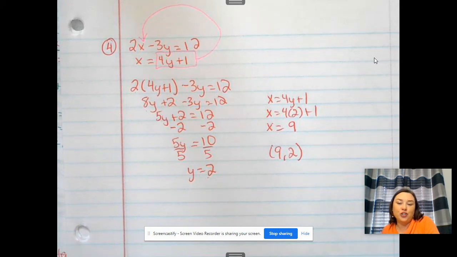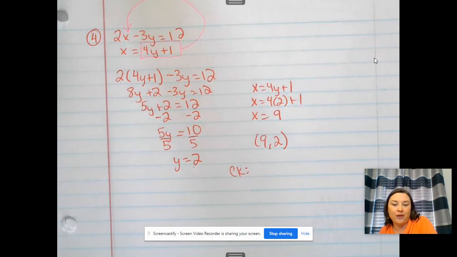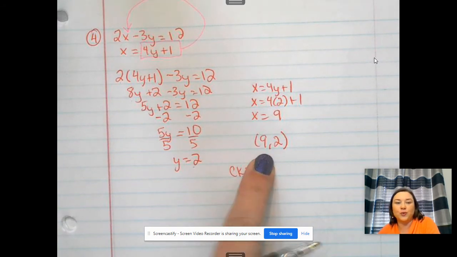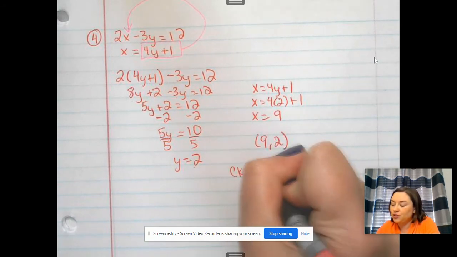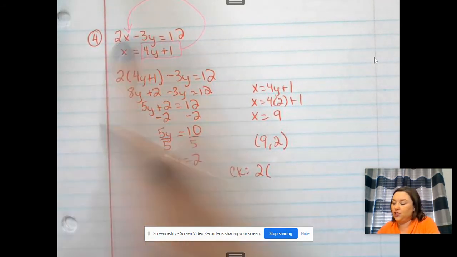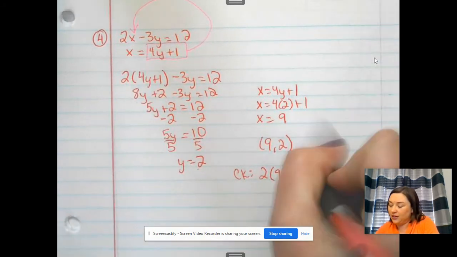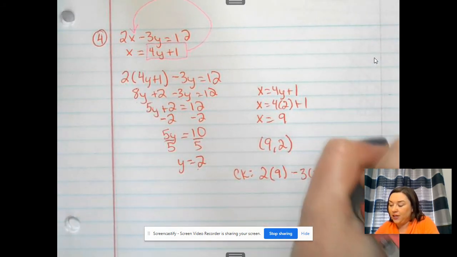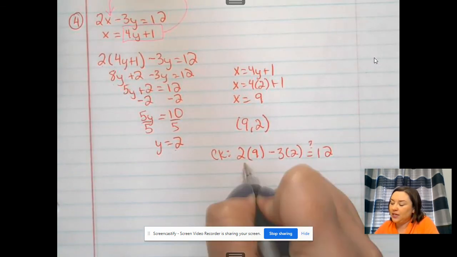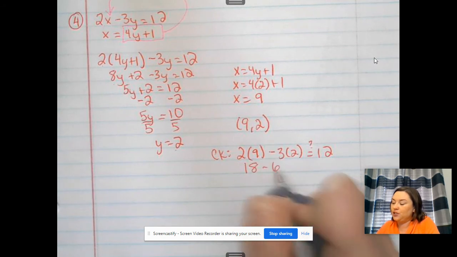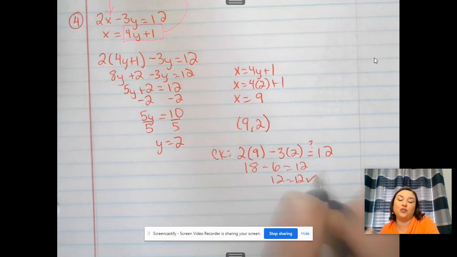Now, I'm going to show you how to check this. You are not required to check all of these, but I want you to know how that works. If this is the correct answer, when I plug it into both equations, it should give me a true statement. So 2x, which in this case is 9, minus 3y, which in our case is 2, had better equal 12 in order for this to be the answer. So 2 times 9 is 18, and 3 times 2 is 6. 18 minus 6 is 12. So it works for the first one.